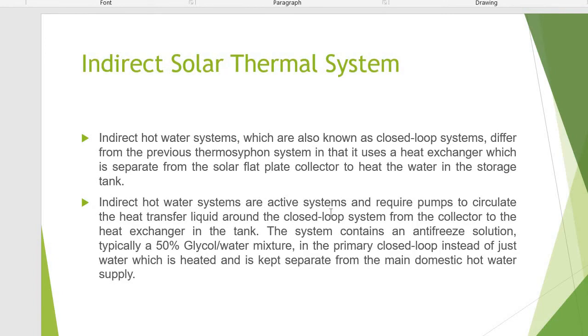The indirect system, also known as a closed loop system, is different from the previous one. These are active systems that require pumps to circulate the heat transfer liquid around the closed loop from the collector to the heat exchanger. They contain an antifreeze solution in the primary closed loop, so the water that gets heated is kept separate from the main domestic hot water supply.